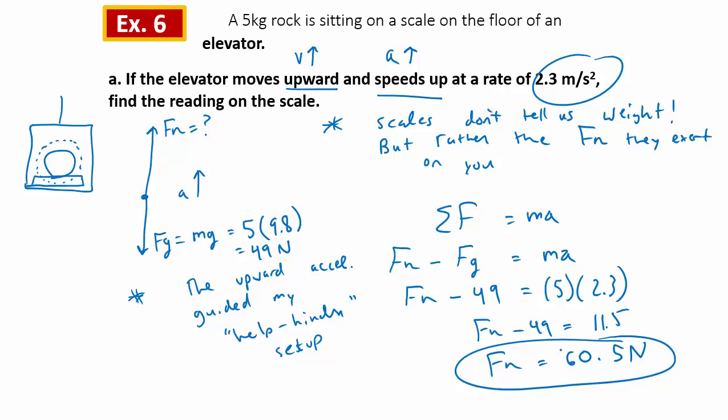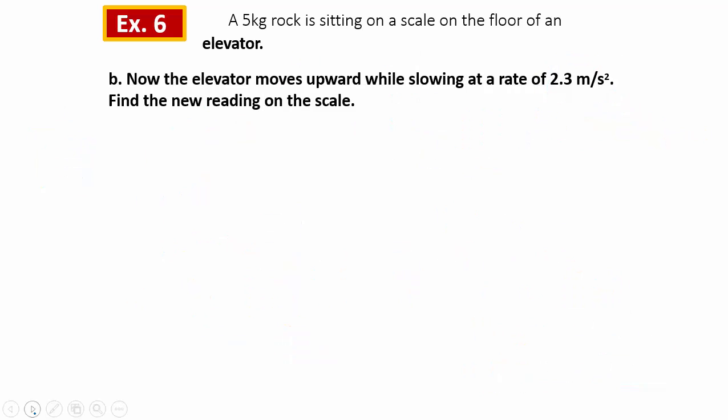Now, if I'm on the bathroom scale and I start to speed up, we notice that we feel heavier. This apparent weight is due to the fact that the ground underneath us has to push on us harder than the normal 49 newtons we would feel if we were at rest. So we feel heavier because the ground pushes us more, because that supporting force is greater than my weight force.